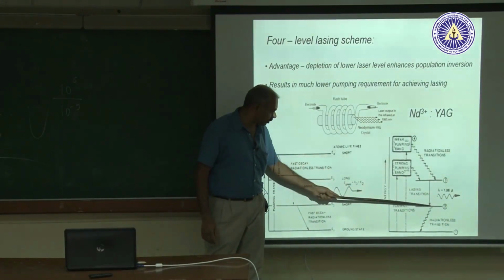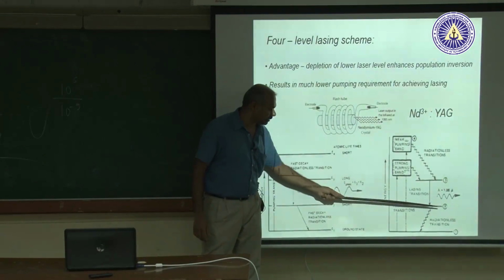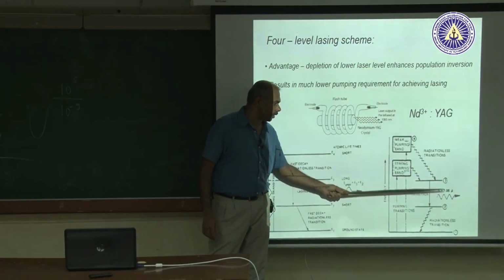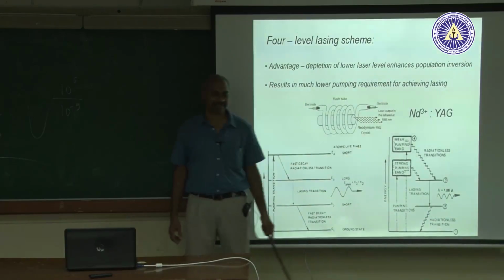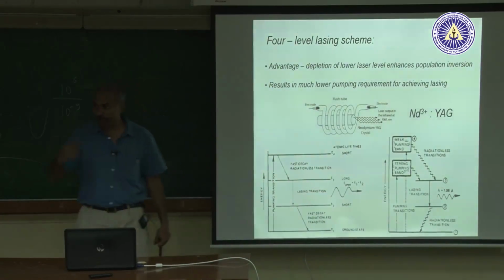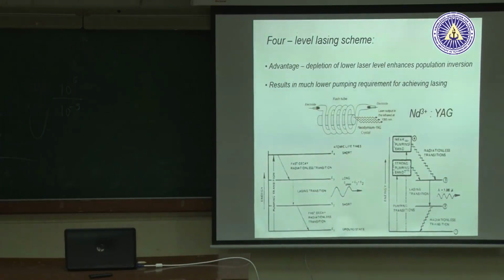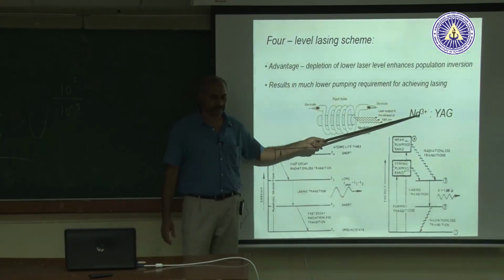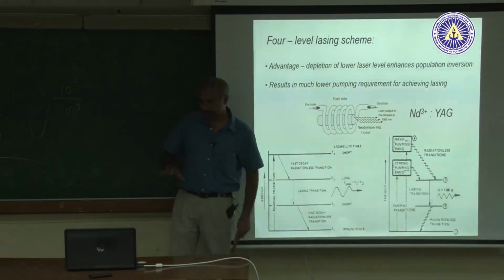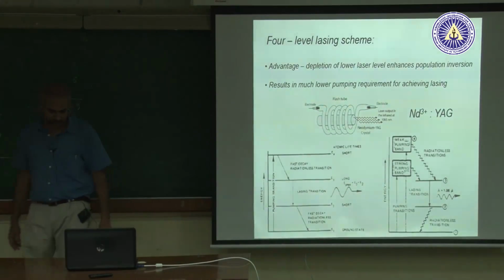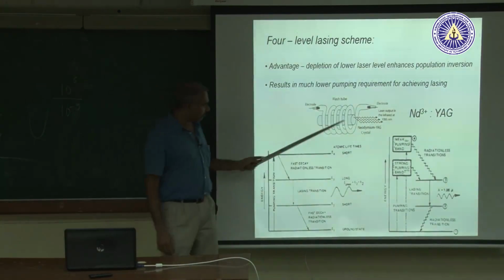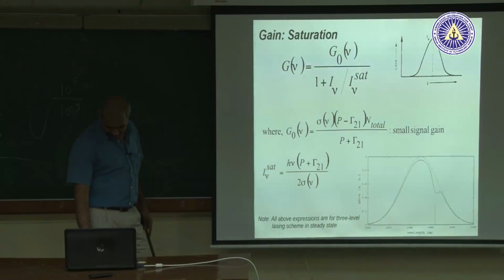So what happens? You keep removing stuff from here. This is almost empty, so whatever you put in here starts lasing, right? Because you want N2 minus N1 to be positive. If N1 is almost equal to 0, your job is done, and that is what an Nd-YAG laser is: neodymium atoms put in a crystal of yttrium aluminum garnet, and one can get lasing.